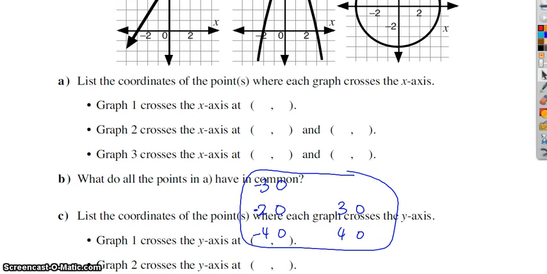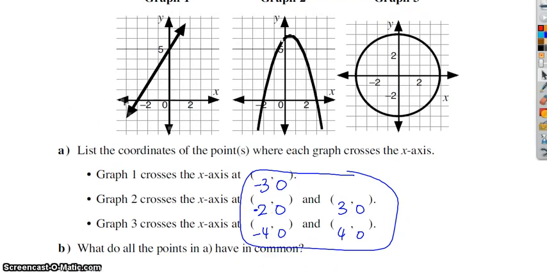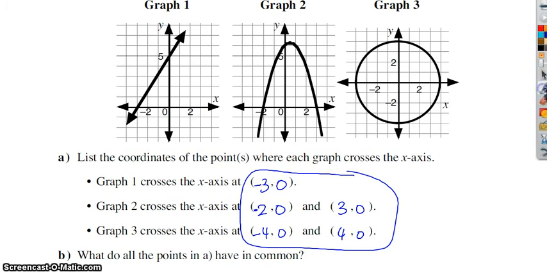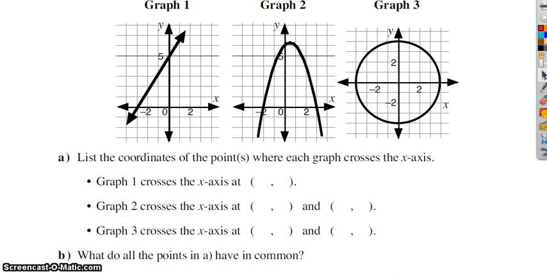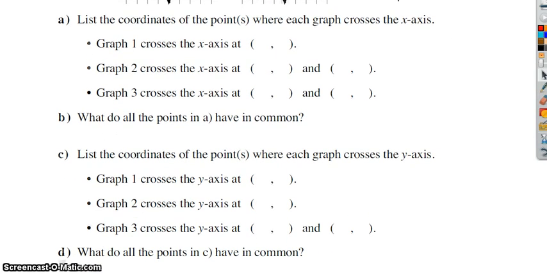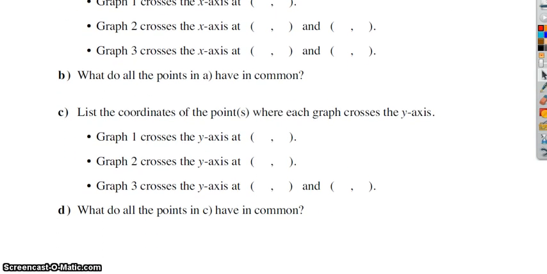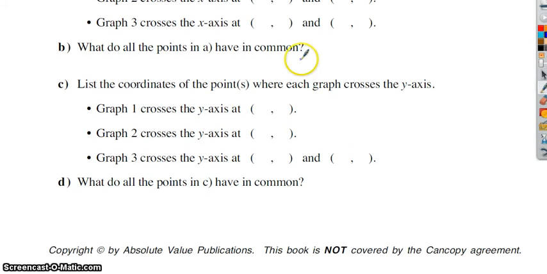Okay, so how about the y-intercepts? For this graph, the y-intercept here is 5. This one is 6. And then this one is 3. Oh, this is 4 and -4. Okay, so what's in common? You can say all the y equal to 0 for the x-intercepts. Now for the y-intercepts, we find they are (0, 5), (0, 6), (0, 3), (0, 4), and (0, -4).